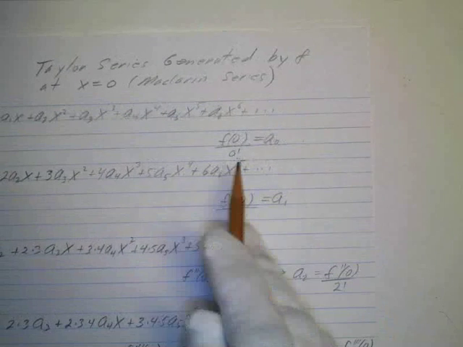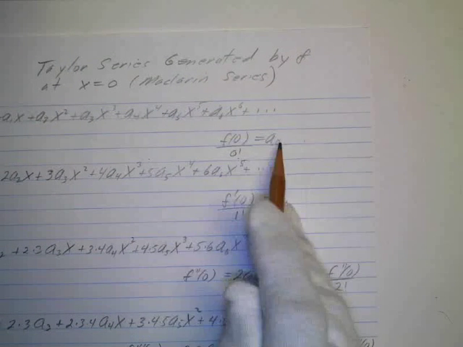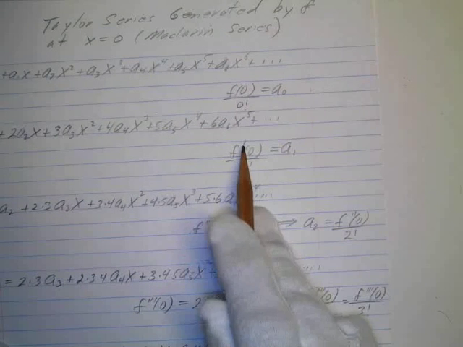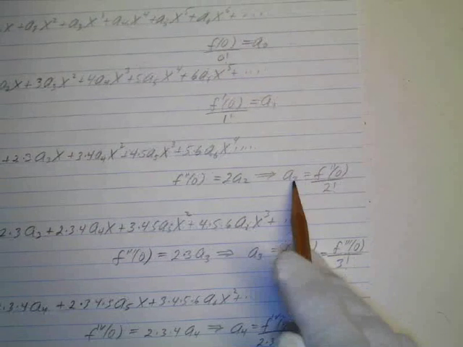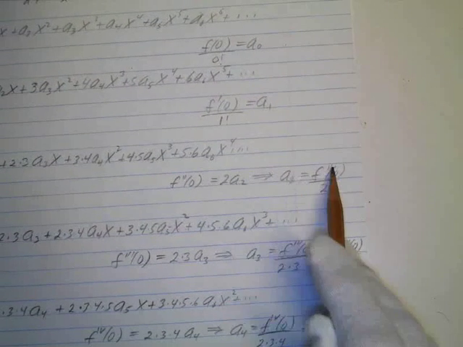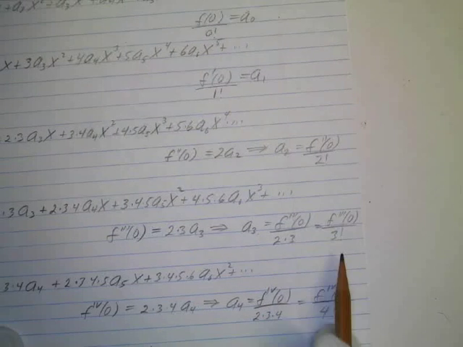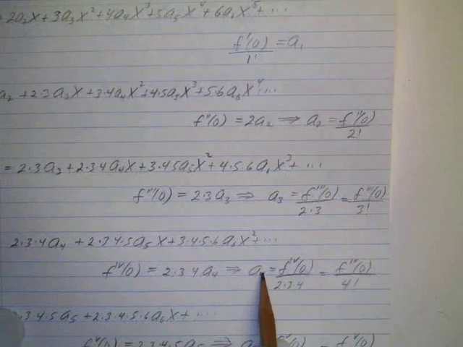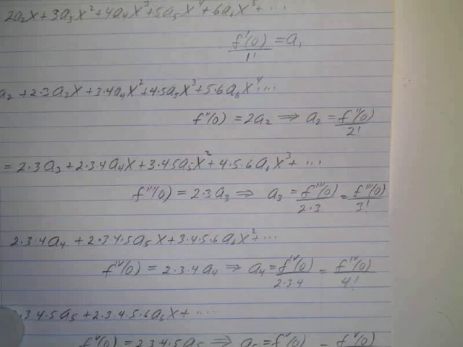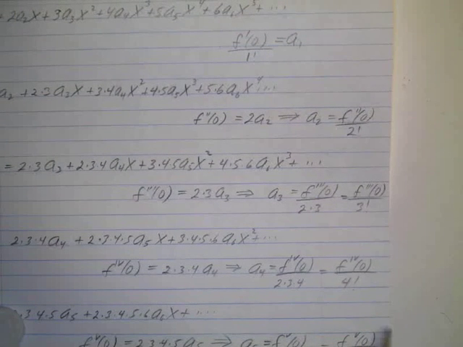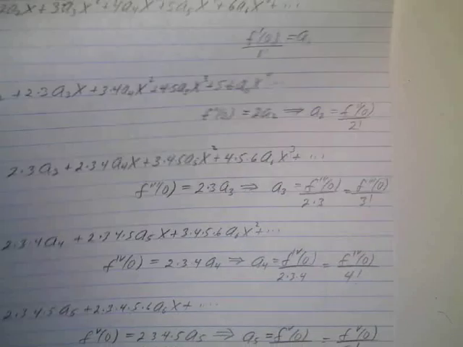So you can call that 0 factorial. So a sub 0 equals f of 0 over 0 factorial. A sub 1 equals the first derivative over 1 factorial. A sub 2 equals the second derivative over 2 factorial. A sub 3 equals the third derivative over 3 factorial. A sub 4 equals the fourth derivative over 4 factorial. A sub 5 equals the fifth derivative over 5 factorial. So it's real easy to remember.